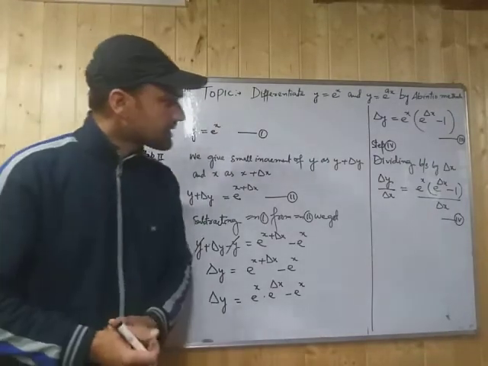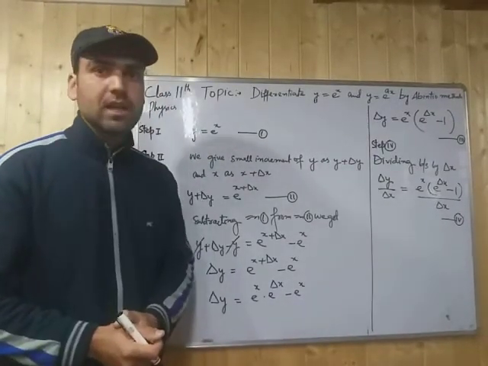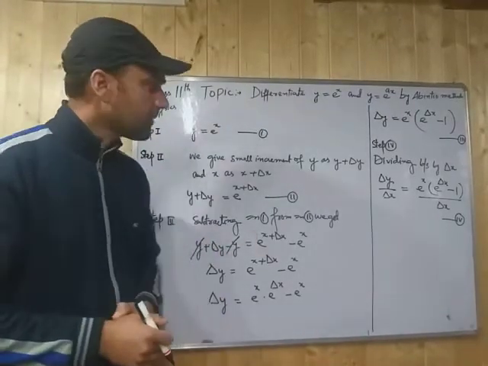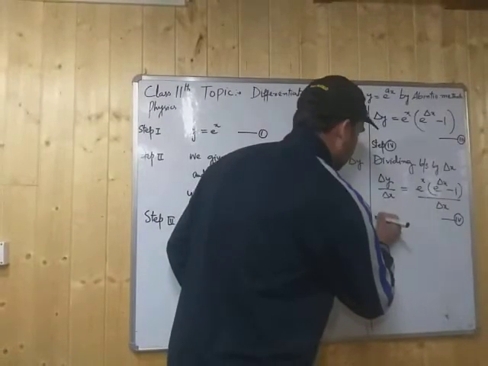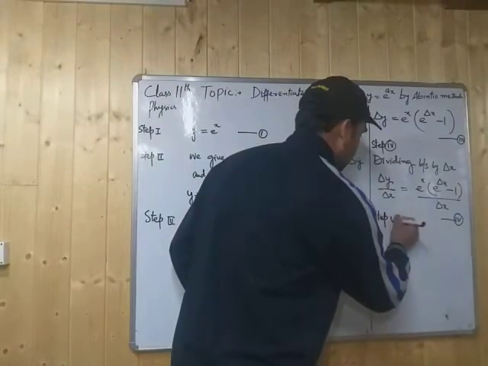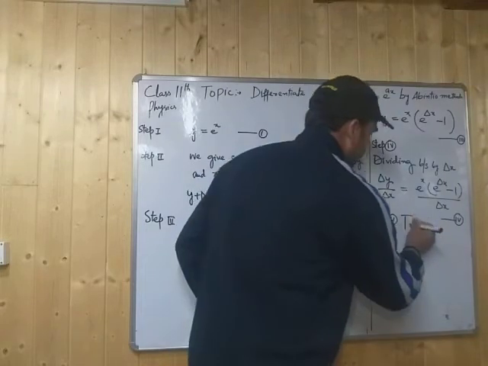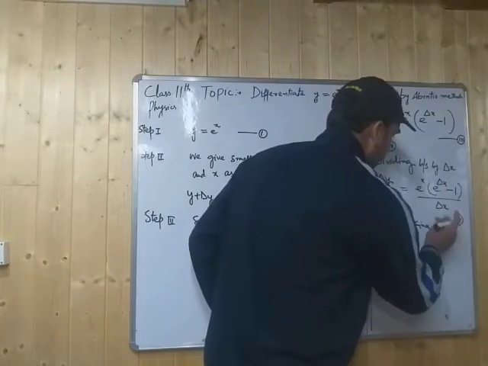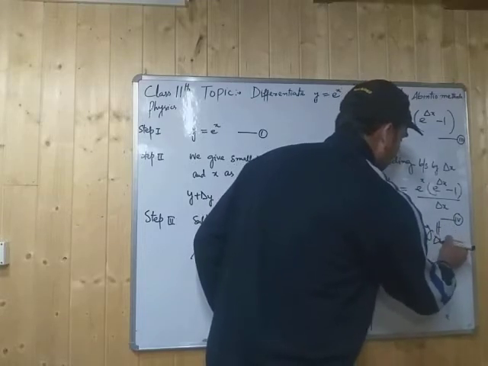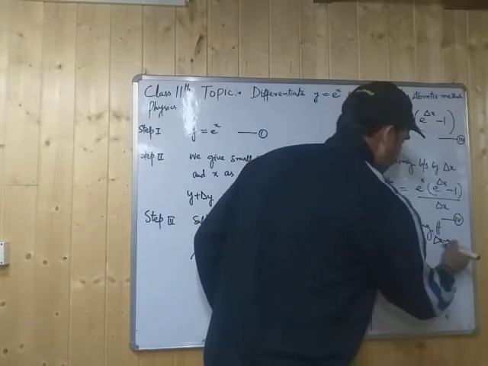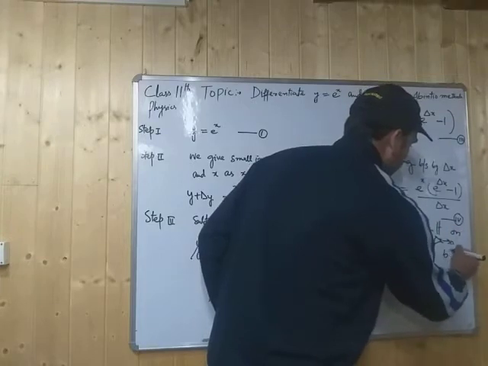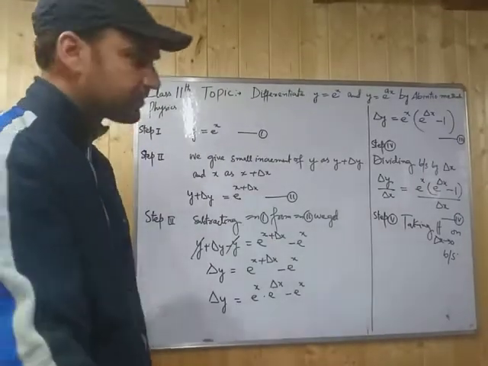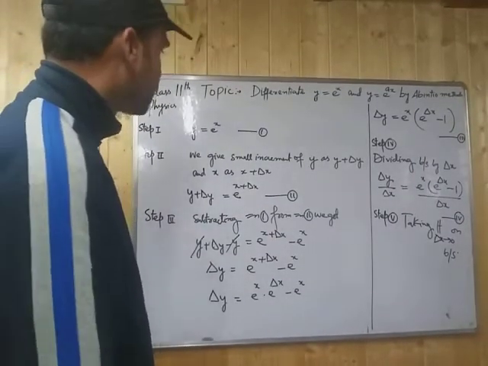Now the fifth step is taking limits as del of x approaches 0 on both sides. This we have already discussed. So we will apply here the fifth step. Taking limits, you can also write limits in short like this: limit del of x approaches to 0 on both sides. You can apply it from both sides. Taking limits del of x approaches 0 on both sides.